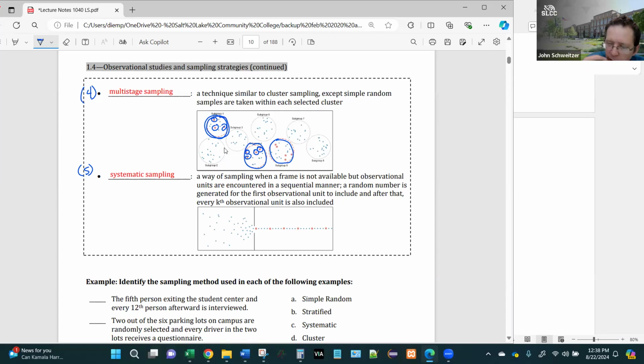The Census Bureau, the US Census Bureau, that's the government organization that conducts the survey, the census every 4 years.